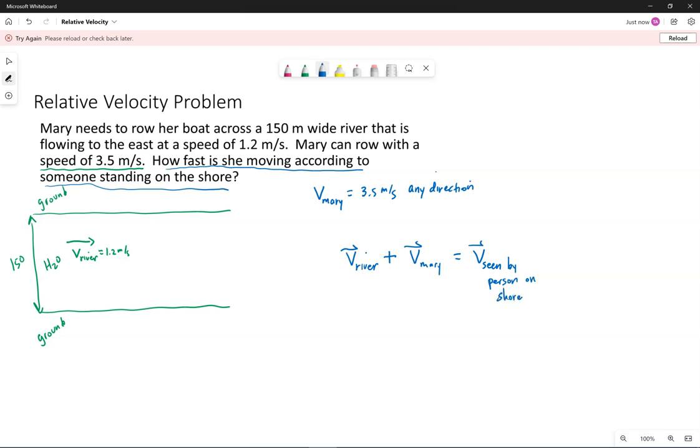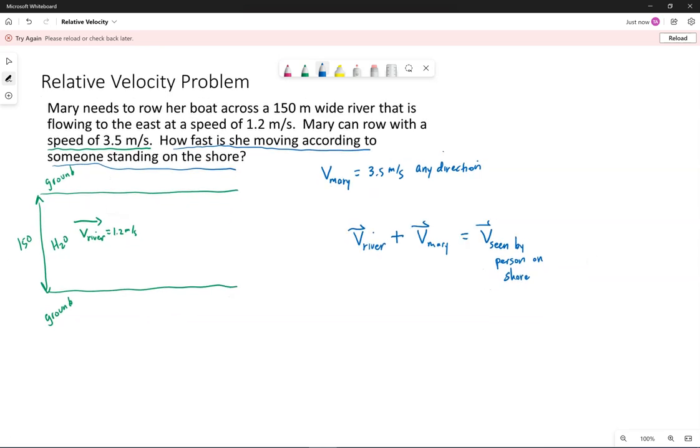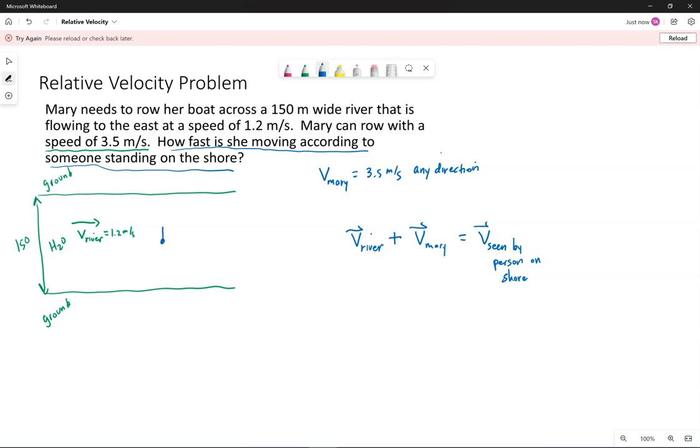Now, there's two ways to go about this. The problem doesn't specifically tell us what direction Mary is rowing in. So there's two options here. Mary could technically be rowing such that she's giving herself a velocity directly north, directly towards the other shore. So we would say v of the river, 1.2 east, plus v of Mary, 3.5 north. This would be the velocity seen.